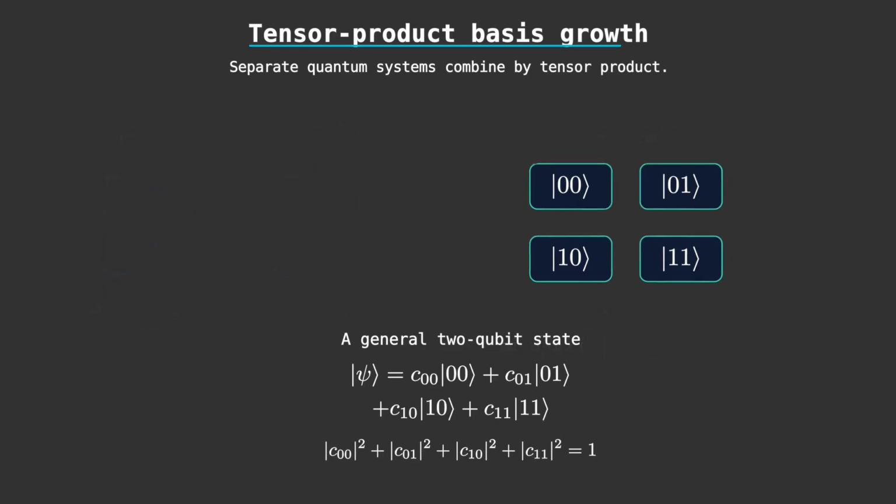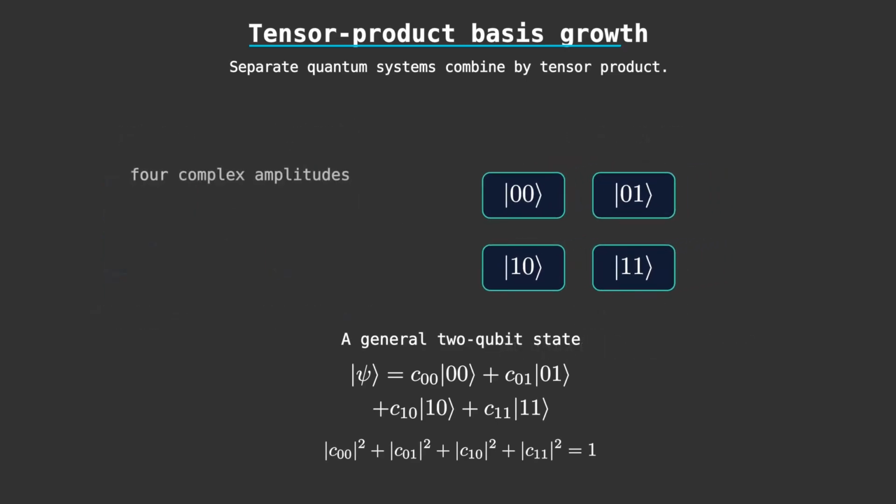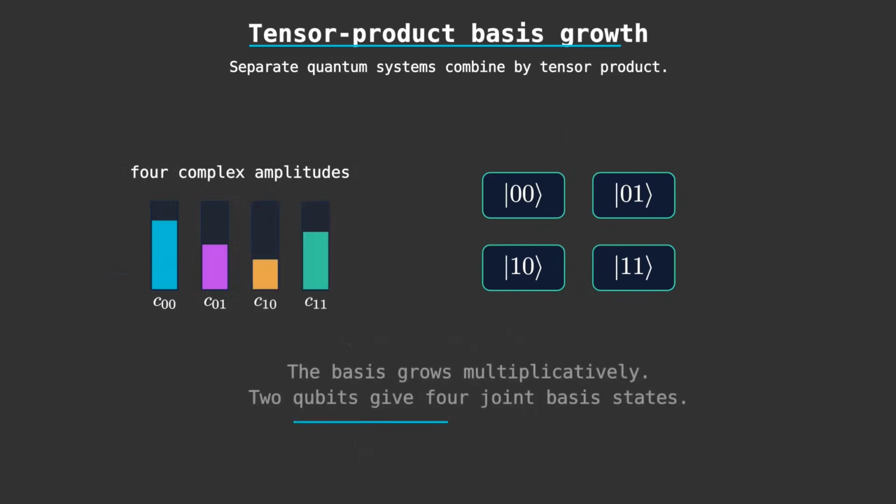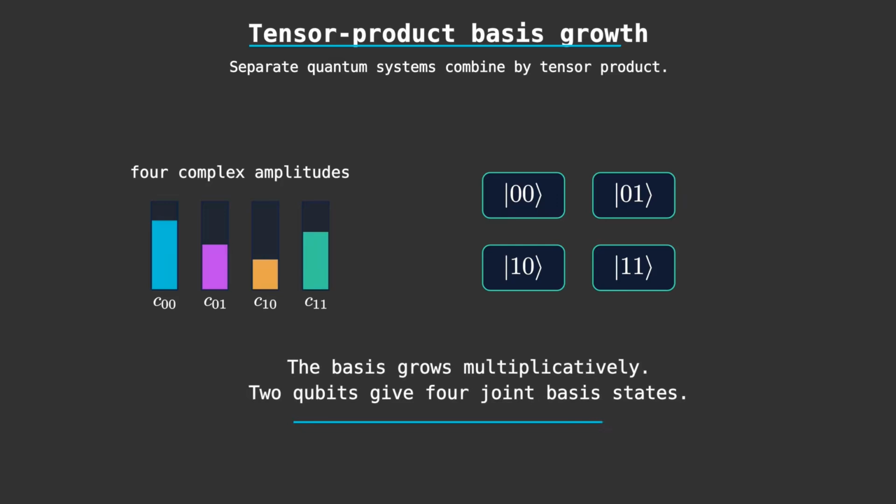A general 2-qubit state is a superposition of all 4 joint basis states. Each basis state has its own complex amplitude, and the squared magnitudes add to 1. The key idea is that the basis grows multiplicatively. 2 qubits give 4 joint basis states.